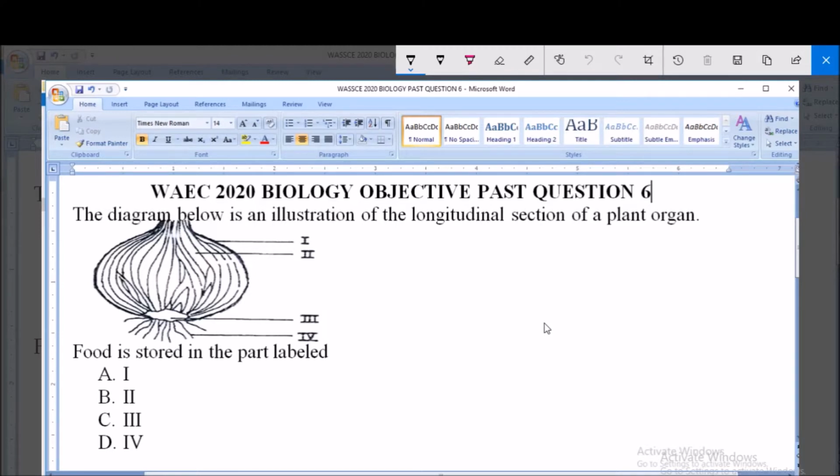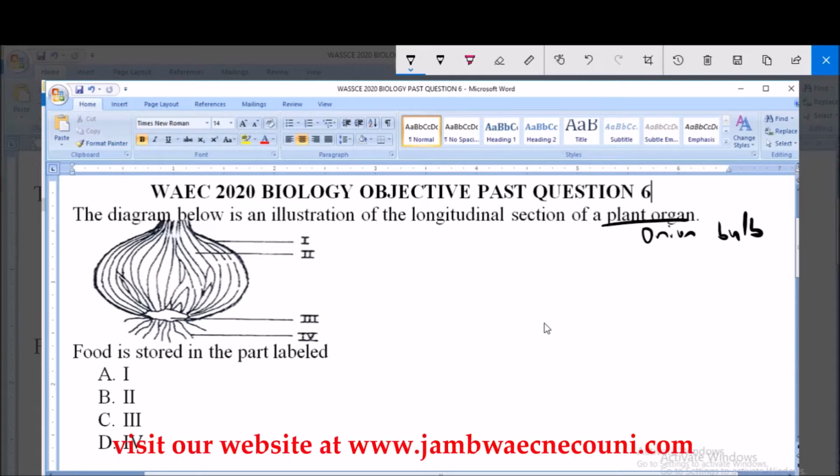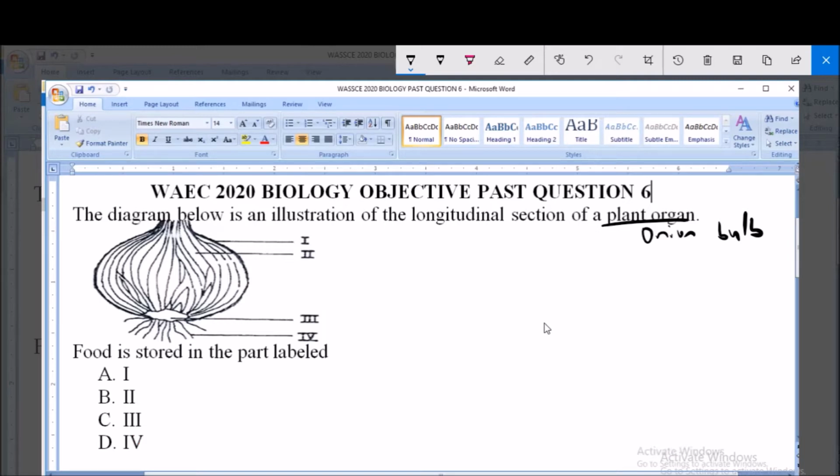You have a diagram below, which is a longitudinal section of a plant organ. And the plant organ you have here is an onion bulb. So you have 4 labeled parts, and then you are asked: food is stored in the part labeled A1, B2, C3, D4.